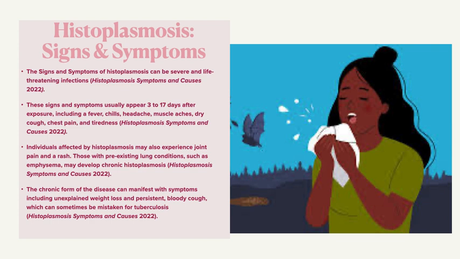Individuals affected by histoplasmosis may also experience joint pain and a rash. Those with pre-existing lung conditions, such as emphysema, may develop chronic histoplasmosis. The chronic form of the disease can manifest with symptoms including unexplained weight loss and a persistent bloody cough, which can sometimes be mistaken for tuberculosis. Histoplasmosis symptoms and causes, 2022.